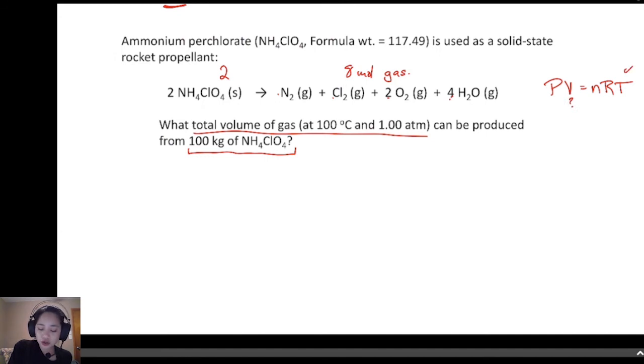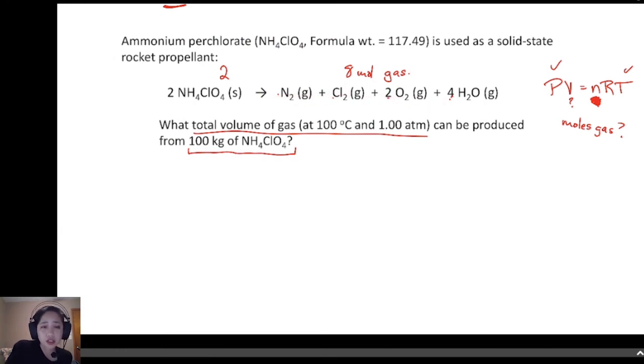They told us temperature and pressure. Okay, so I need to get moles somehow to get volume of gas. These are the steps I think about. So where will I get moles of gas produced? The only place that moles of gas are made is in the products. So if this reaction goes, I get 8 moles of gas produced.